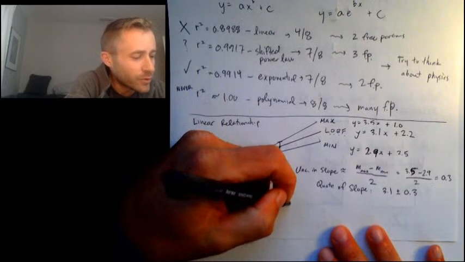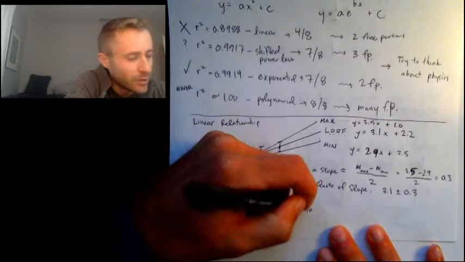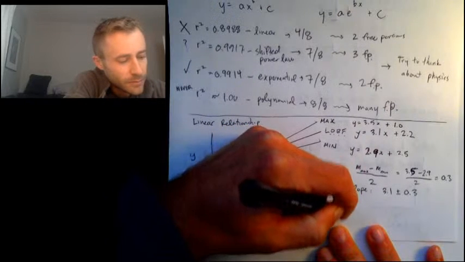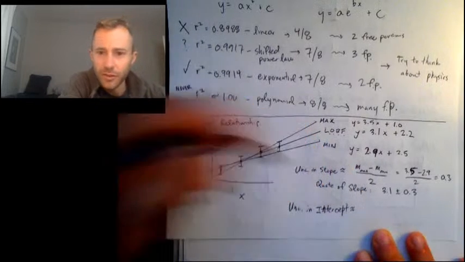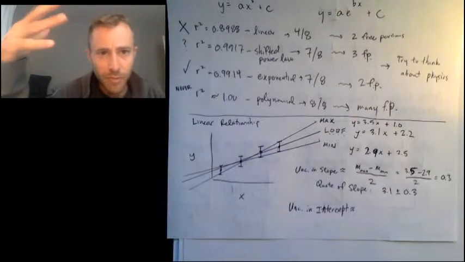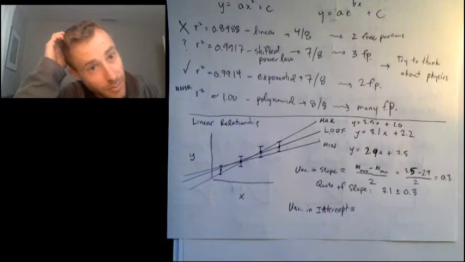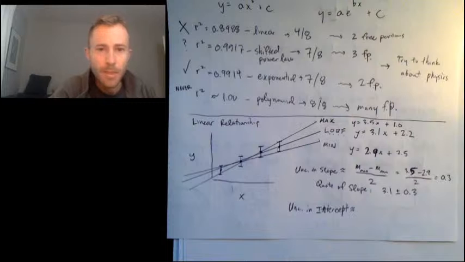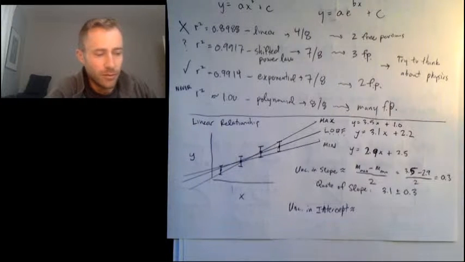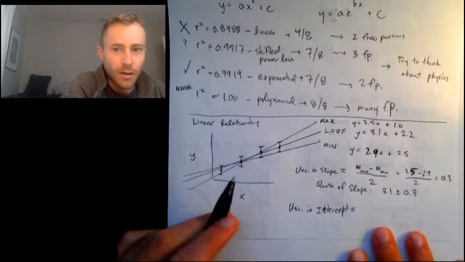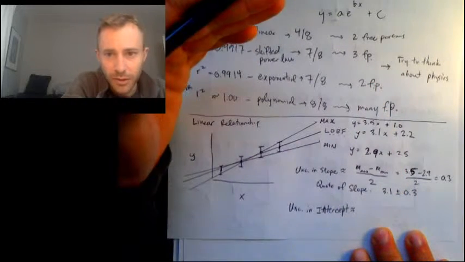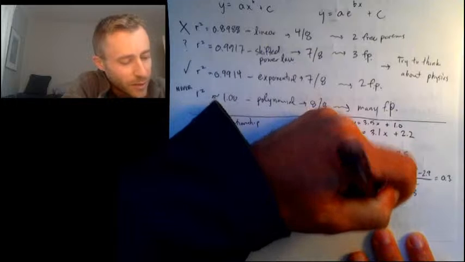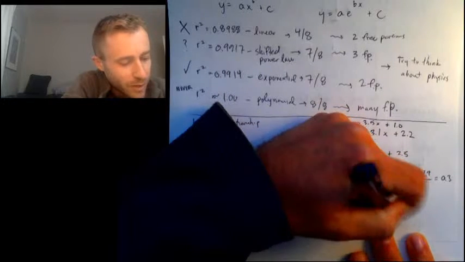And the same thing works for your uncertainty in intercept. Your uncertainty in intercept is approximately, now there's mathematics to get the uncertainty in slope and intercept exactly, but it's beyond the scope of this course. So this is just approximate, but IB wants you to know it, so I teach it to you. You take your maximum intercept minus your minimum intercept divided by 2.